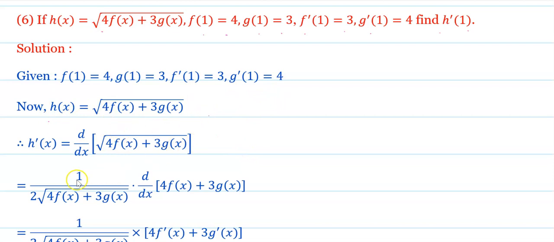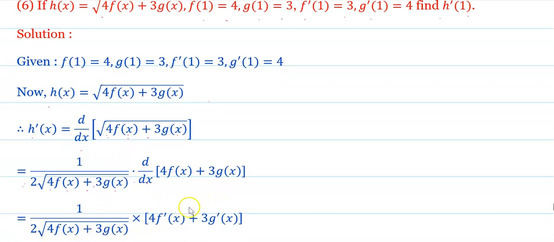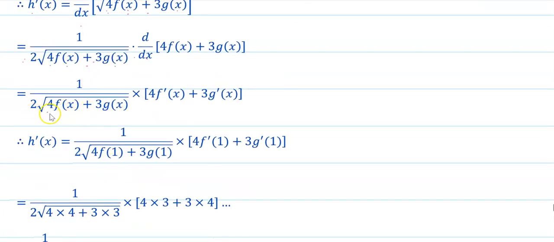h of x is equal to this; taking the derivative, h dash of x is equal to d/dx of the square root of 4 times f of x plus 3 times g of x. Again, what is the derivative of root x? It is 1 upon 2 times root x. We will apply the same principle here: 1 upon 2 times the square root of 4 f of x plus 3 g of x, into d/dx of 4 f of x plus 3 times g of x. Okay, we have moved ahead. 1 upon 2 root of 4 times f of x plus 3 times g of x. For the derivative, 4 is a constant, so its derivative is 4 times f dash of x. 3 is a constant, so 3 times g dash of x. Okay, this is h dash of x.